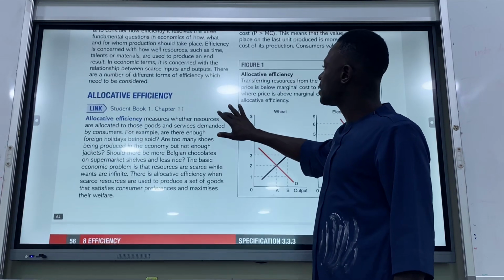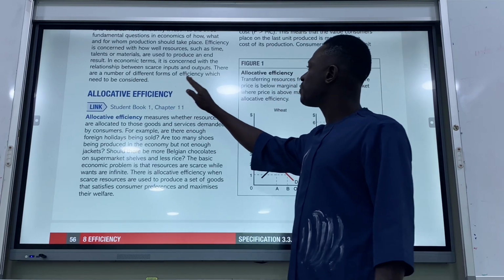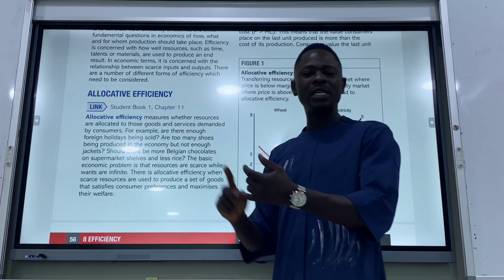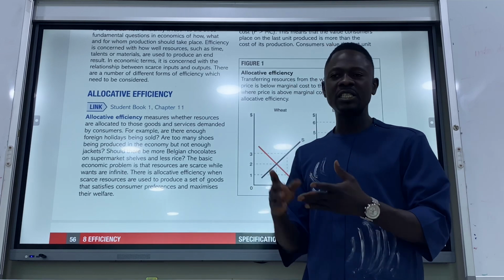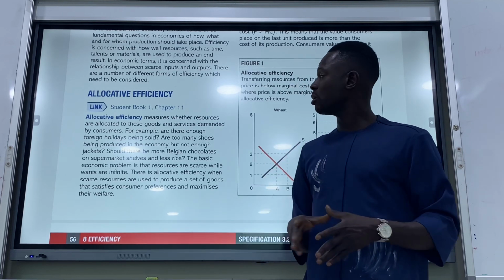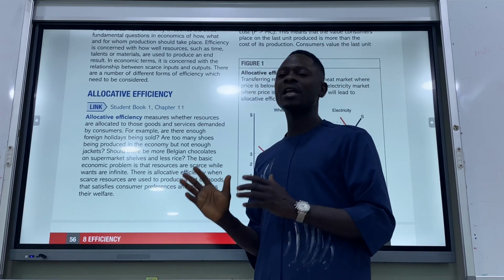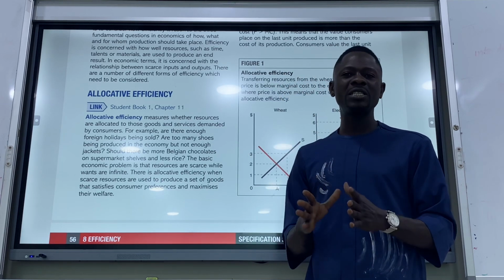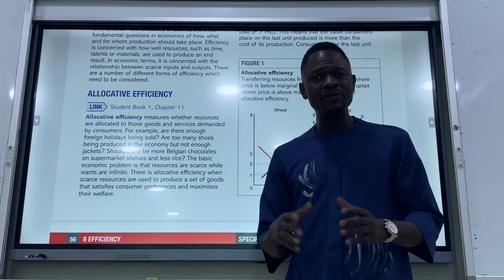There are a number of different forms of efficiency which need to be considered. We have allocative efficiency, we have productive efficiency, we have dynamic efficiency, and so on. But today's focus is simply going to be on allocative efficiency and productive efficiency. So we start with allocative efficiency.